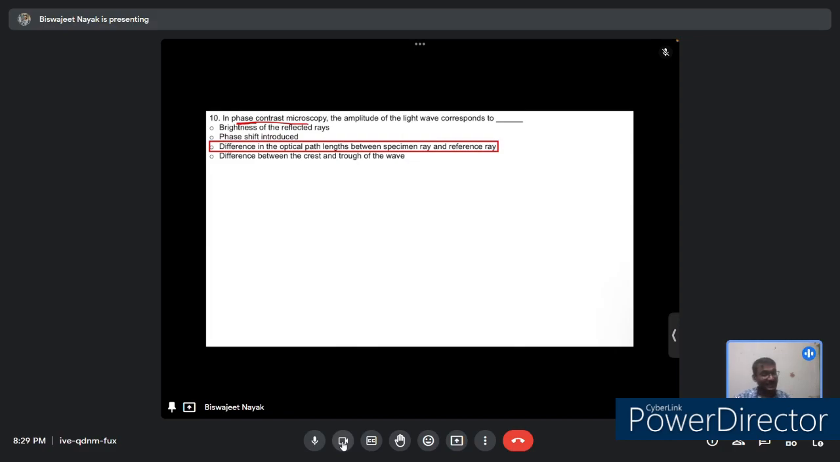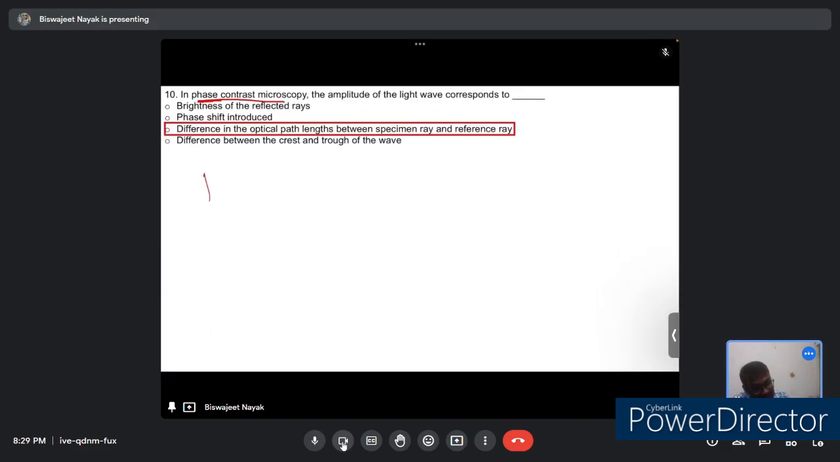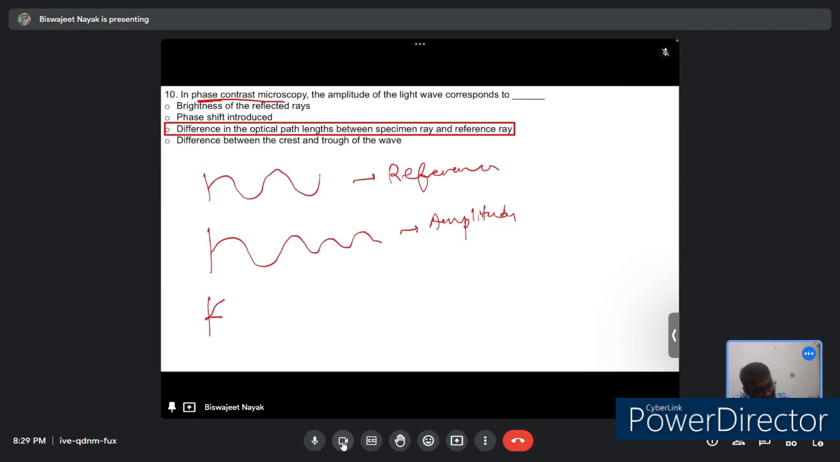The amplitude object changes the amplitude of the wave which the reference wave has, and the phase object changes the phase of the reference ray. So here the amplitude of the light wave corresponds to the difference in the optical path lengths between the specimen ray and the reference ray, and that should be the answer.